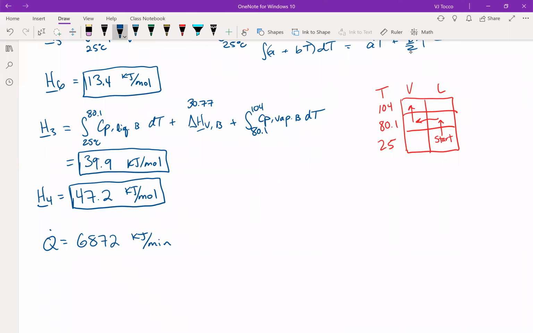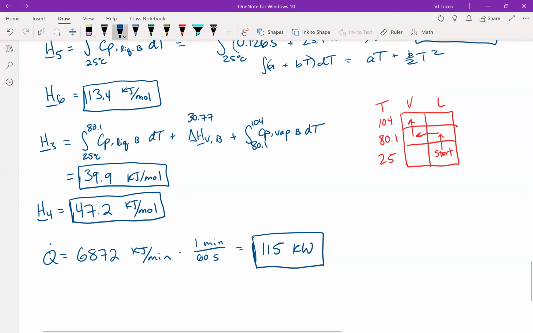So I crunched that number and got 6,872 kilojoules per minute. I need to convert that kilojoules per minute, like I said, to seconds. So there is 60 seconds in 1 minute. Just dividing through by 60 is going to get me my final answer in kilowatts, which is 115 if I round. All right, so just a sanity check, does this make sense, right?